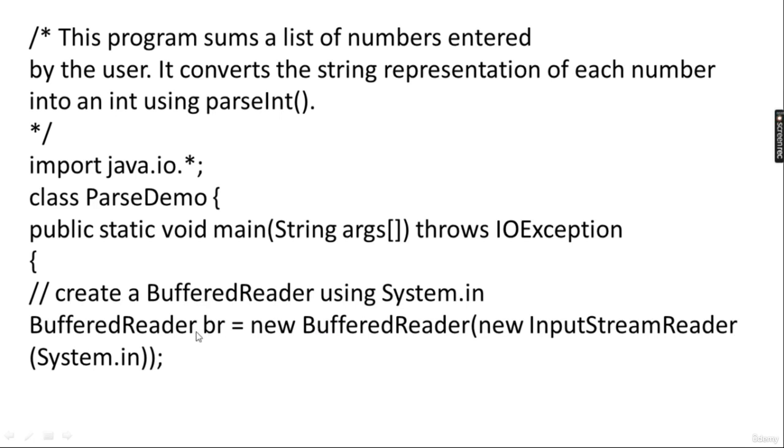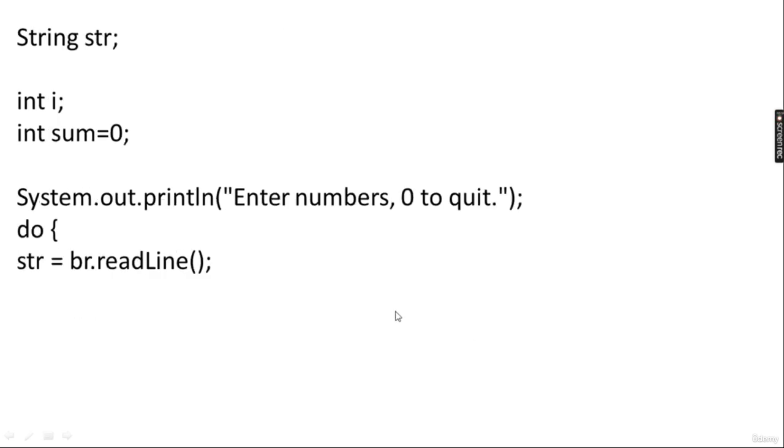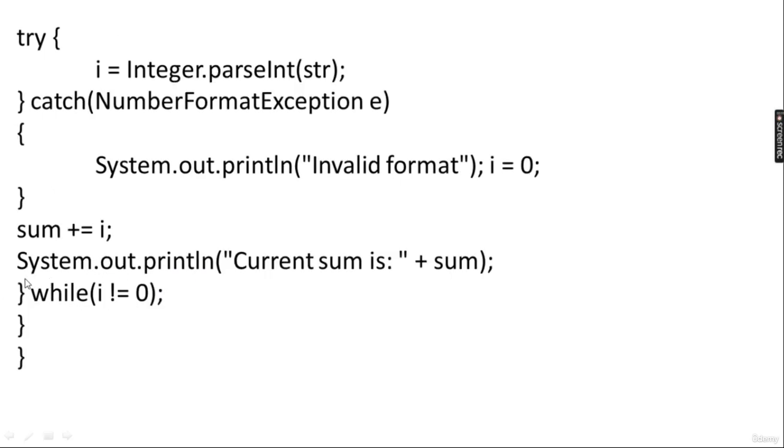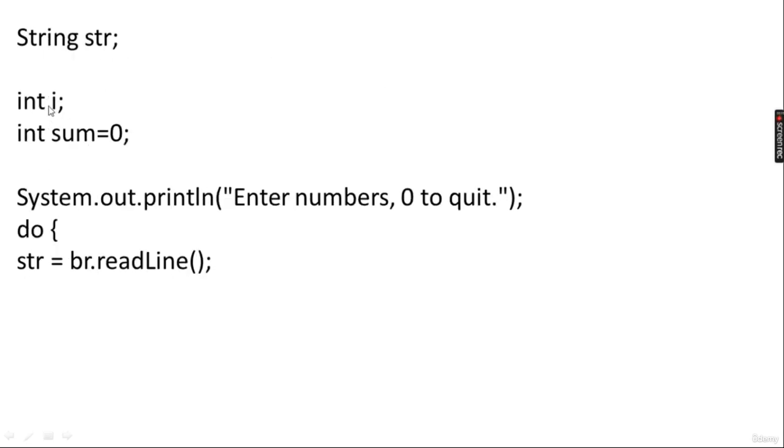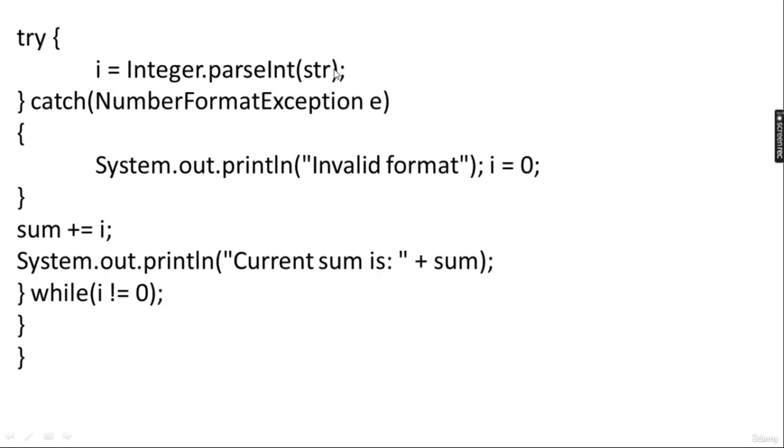First of all, for using BufferedReader, input is taken from the user. It will be stored as a string, str. Okay, enter number 0 to quit. So whatever string is entered by the user will be stored in the string. And i is equal to Integer.parseInt(str). So i is now an integer value and str is a string. So the string is converted to an integer and stored in i.